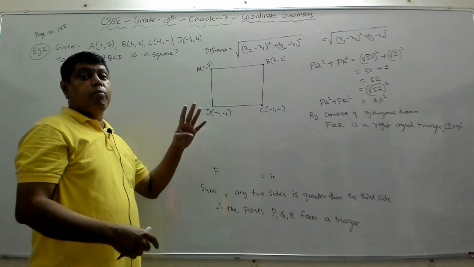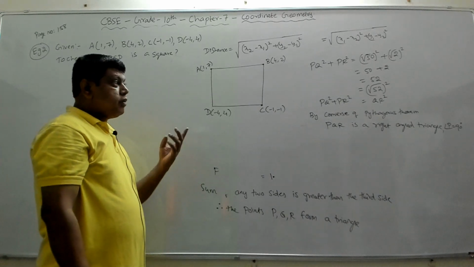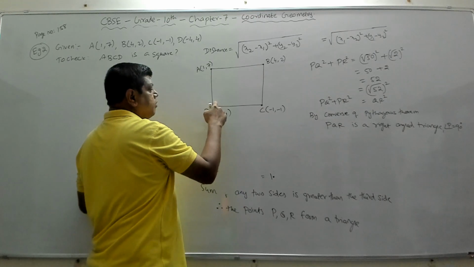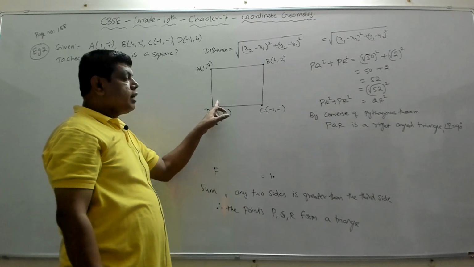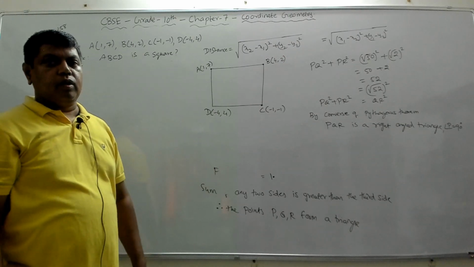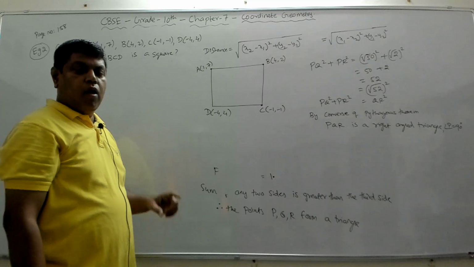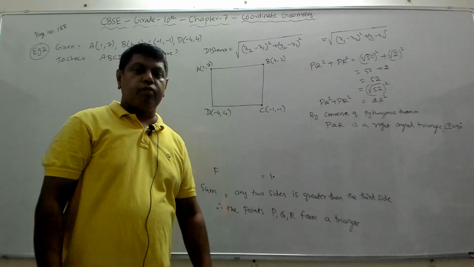Then it can be a rhombus also, right? For a rhombus also, all the four sides are equal. Then we can either check whether each angle is 90 degrees, or even if one of the angles is 90 degrees, we can prove all the angles are 90 degrees. We have to show at least one angle is 90 degrees. If one angle is 90 degrees, then every angle will become 90 degrees. Or we have to check whether the lengths of the diagonals are equal.